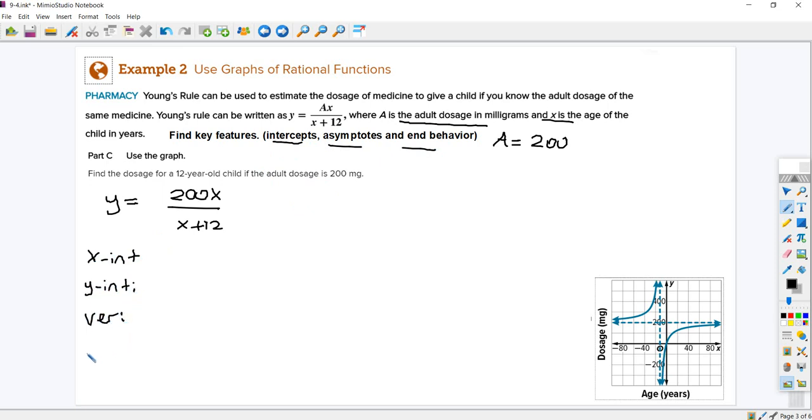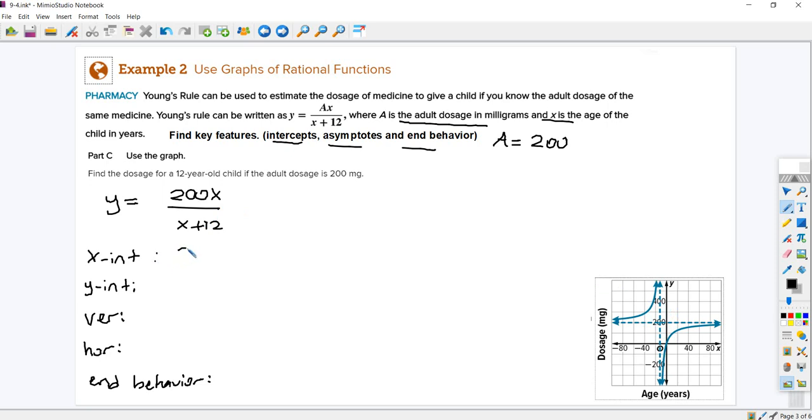Vertical asymptote, horizontal asymptote, and behavior then. When we put this 200x over x plus 12 in the Desmos, it's going to be a graph like that. You can definitely say what the x and y intercepts and the vertical and horizontal asymptotes are here, but let's just use the graph for verification. We will just do it by ourselves.